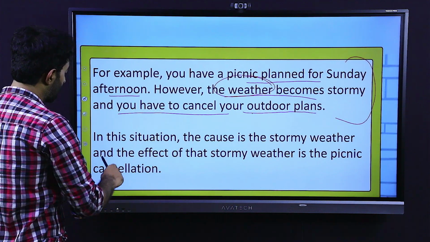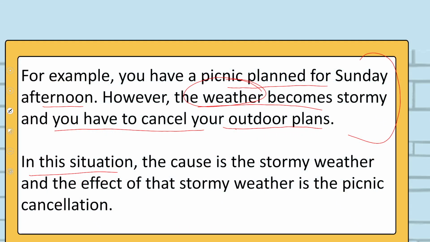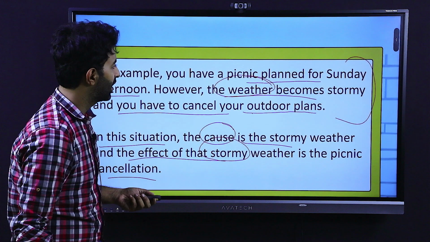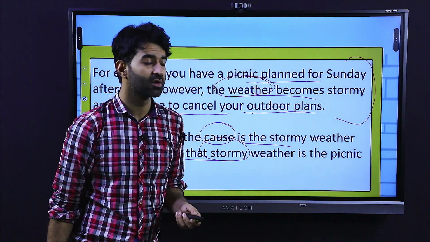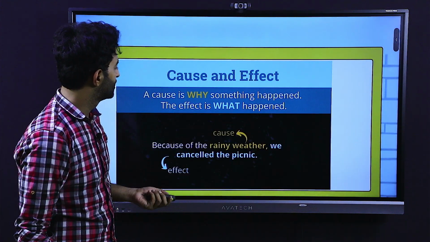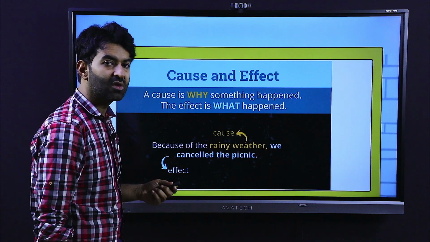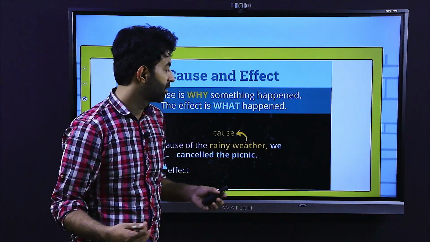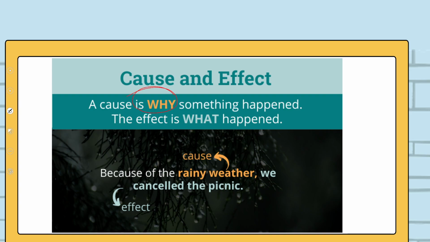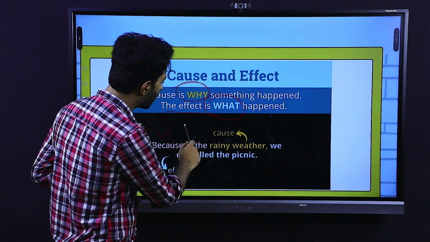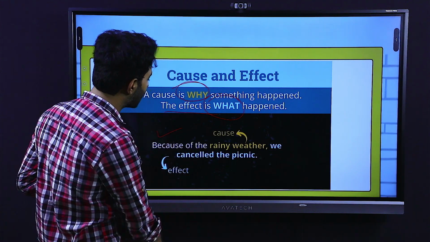Okay. In this situation, the cause is the stormy weather, and the effect of that stormy weather is the picnic cancellation. It's as simple as it looks. Okay. See over here again. What is a cause? A cause is a reason, is a why. A cause is a why something happened, and the effect is what happened. Why and what? Look, because of the rainy weather, we cancelled the picnic.